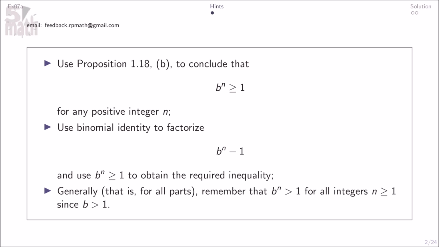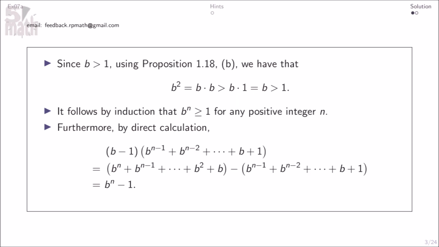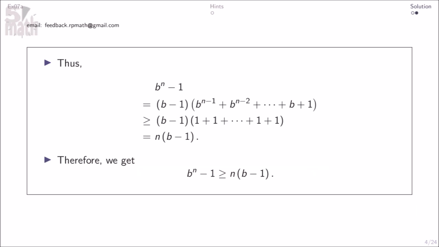Generally, that is for all parts, remember that b^n > 1 for all integers n ≥ 1 since b > 1. Since b > 1, using proposition 1.18b, we have that b² > 1. It follows by induction that b^n ≥ 1 for any positive integer n. Furthermore, by direct calculation, we have this. Thus, we have this. Therefore, we get b^n − 1 ≥ n(b − 1).